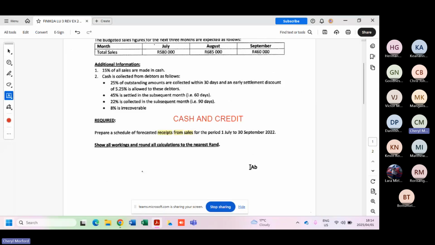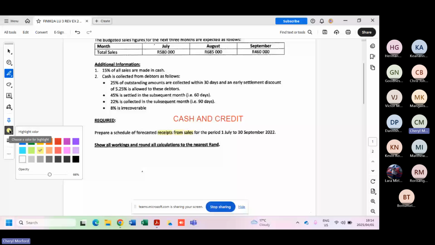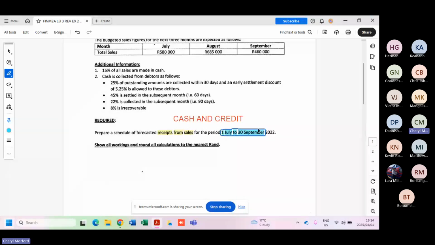Right. So when it comes to a question like this, you need to just be patient with yourself, and you need to resist the urge to pick up the calculator and start finding values. You're going to leave that right until the bitter end. So the first thing you do is you read the question, you see, okay, they want me to do a table. Most important thing is the date. The 1st of July to the end of September. So that is July, August, September, 3 months.